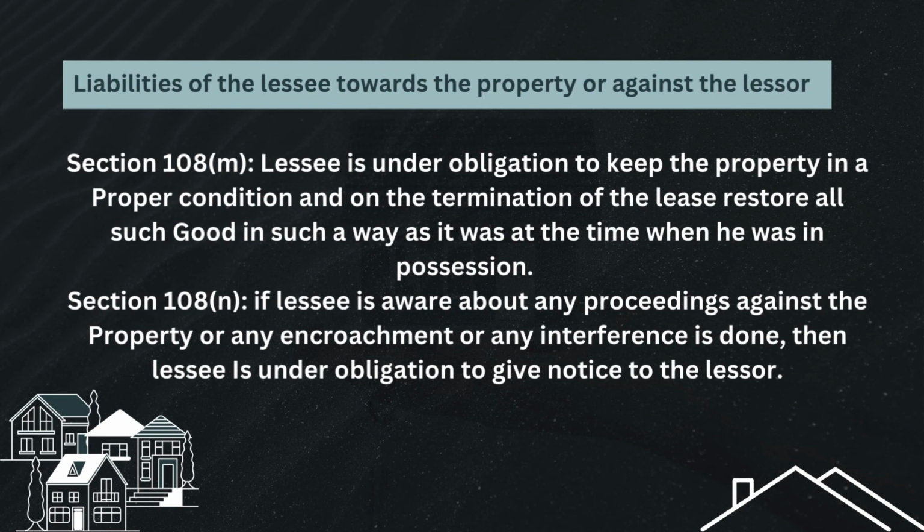Next, section 108 clause M: the lessee is under obligation to keep the property in proper condition and, on the termination of the lease, restore it in such a way as it was at the time when he took possession. Section 108 clause N: if the lessee is aware of any proceedings against the property, or any encroachment or interference, then the lessee is under obligation to give notice to the lessor.